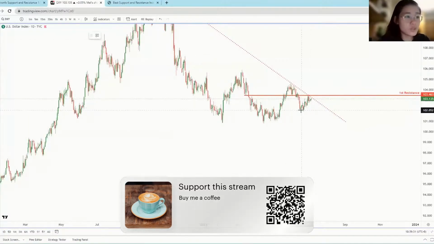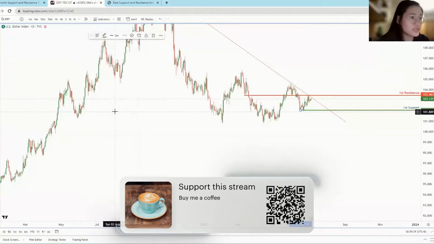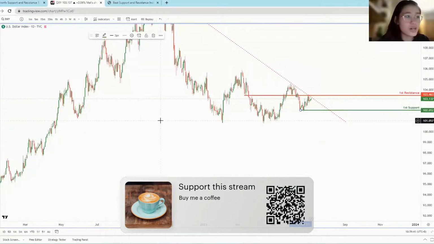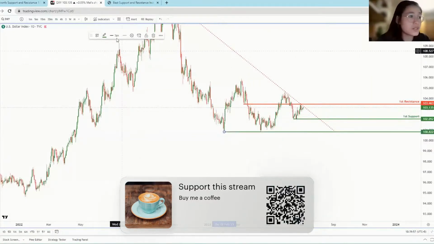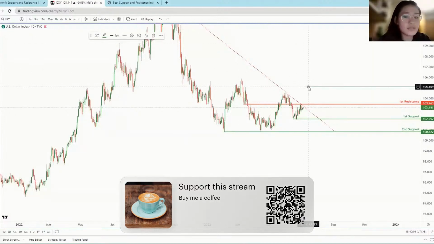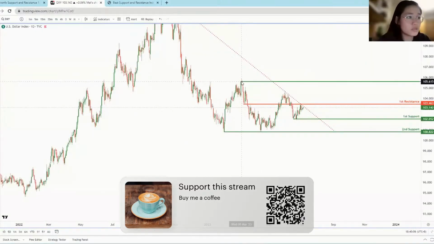Next, for our first support, you want to place it at the closest swing low to where price is currently at. We can adjust our support and resistance levels after we've taken a look at our Fibonacci levels as well. Okay, here is my second support, and my second resistance may be over here.